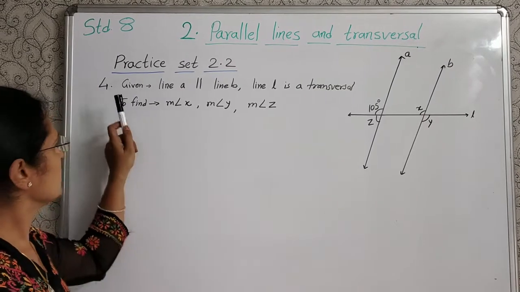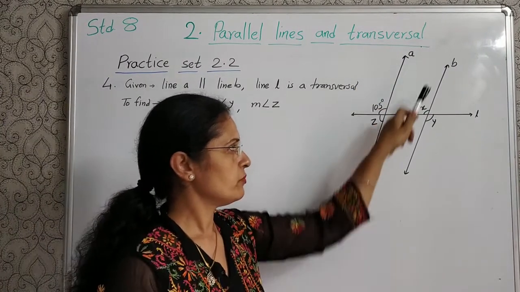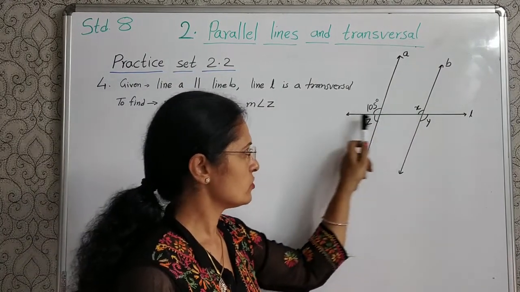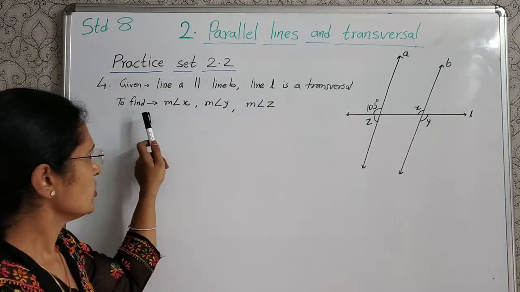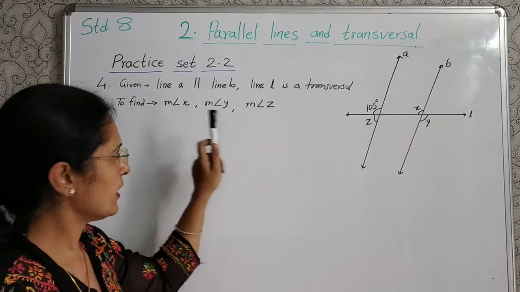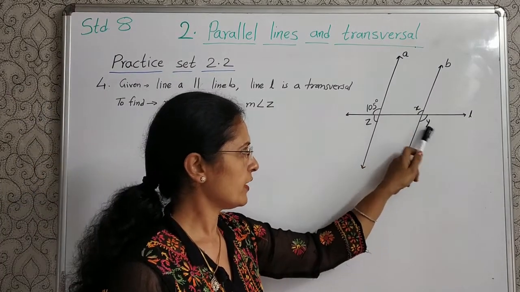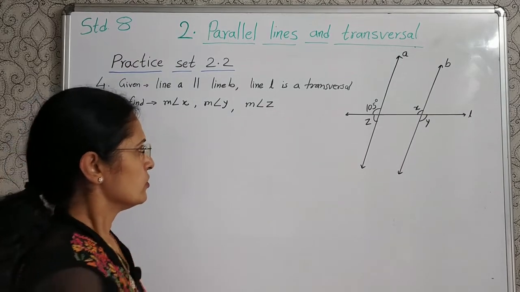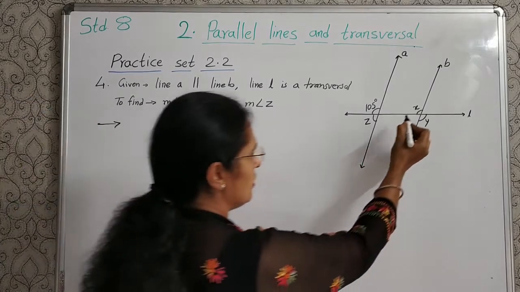Question number 4, given line A parallel line B. So line A and B are given parallel lines and line L is their transversal. The question is to find the measure of angle X, measure of angle Y and measure of angle Z. So we have to find the measurements of these three angles. First we'll find out the measurement of angle X.